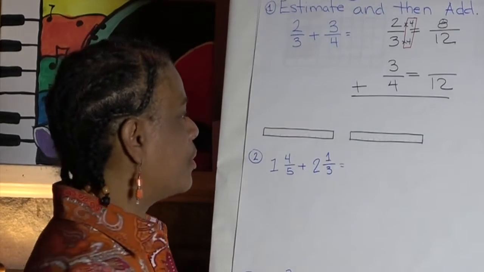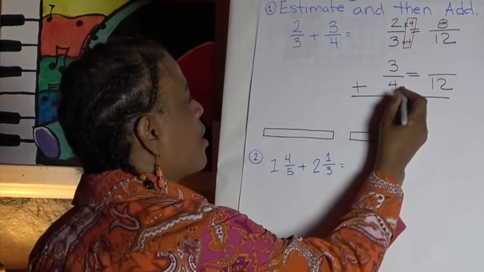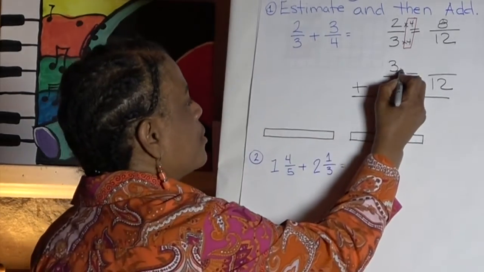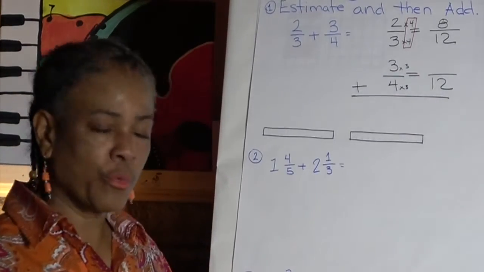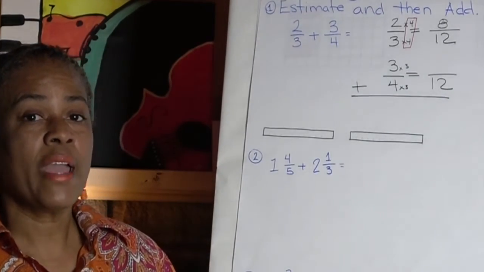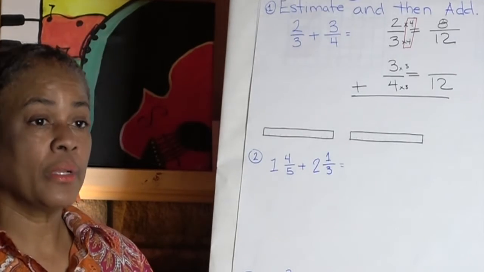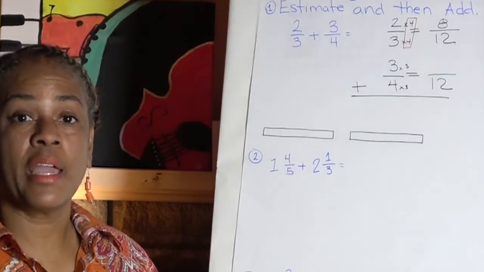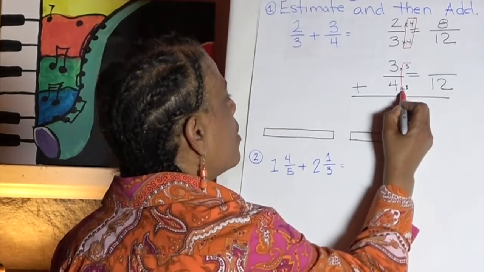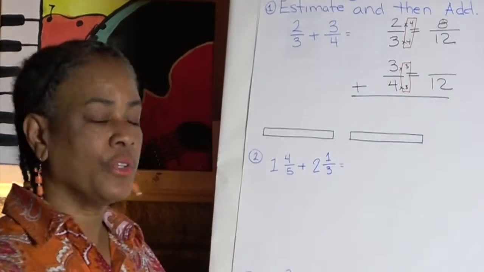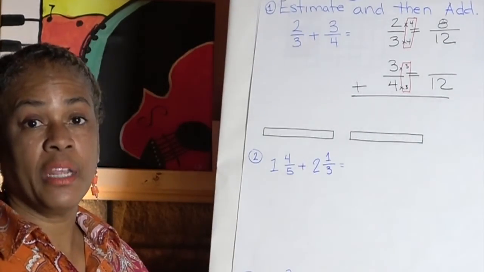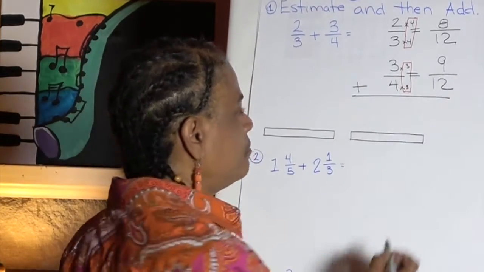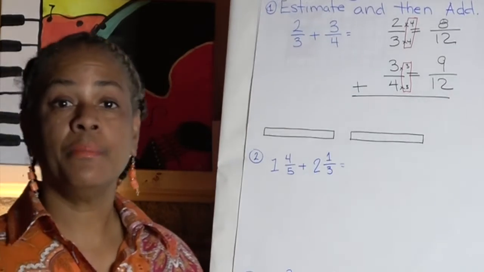Okay, so let's try the next one. 4 times what gives me 12? 4 times 3. So if I multiply the denominator by 3, I want to do the same to the numerator. Why? Who can remember? I just talked about it. Why is it okay to multiply the numerator and the denominator by the same number? Yes, because I'm multiplying by 1. So if I multiply by 1, then I have the same value. So 4 times 3 on the denominator gives me 12, and so 3 times 3 gives me 9. And so now I have the same denominator.